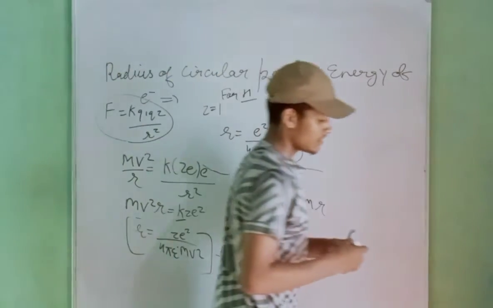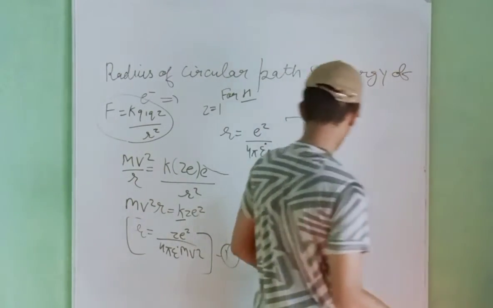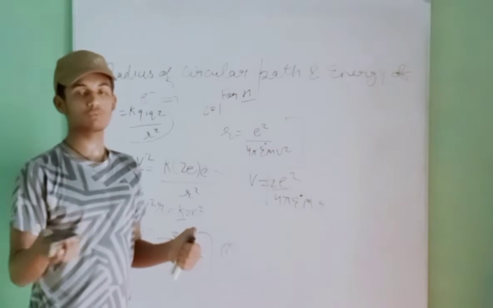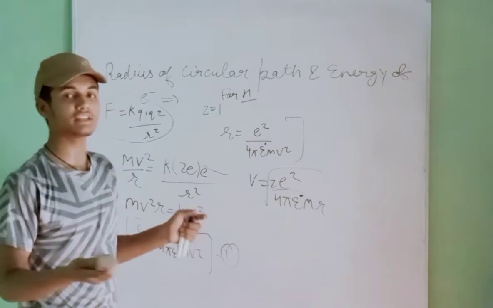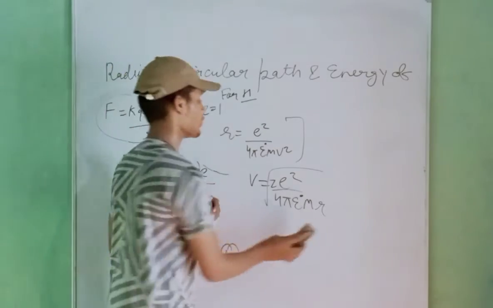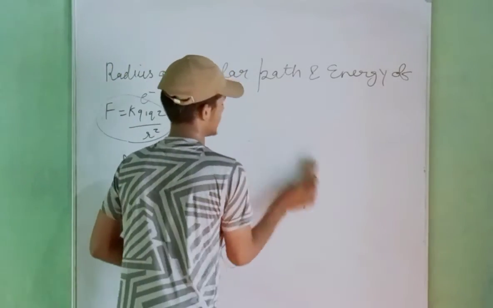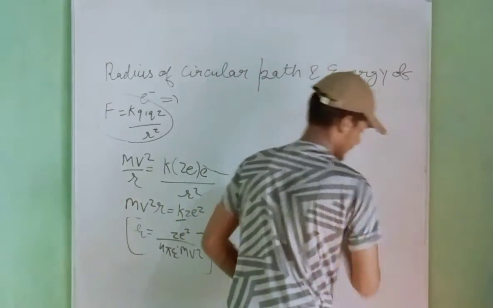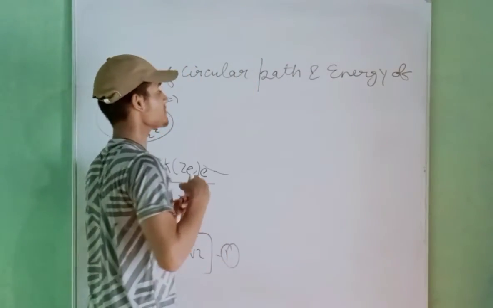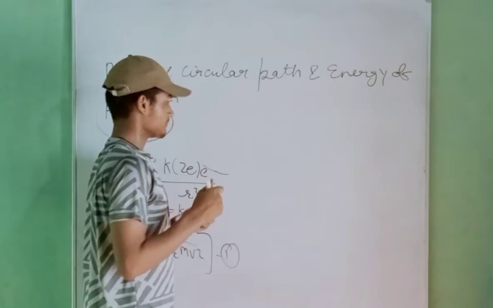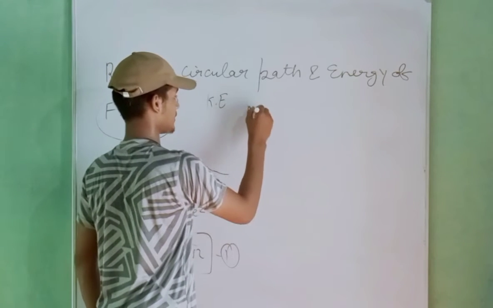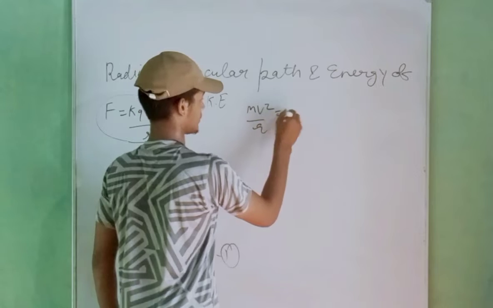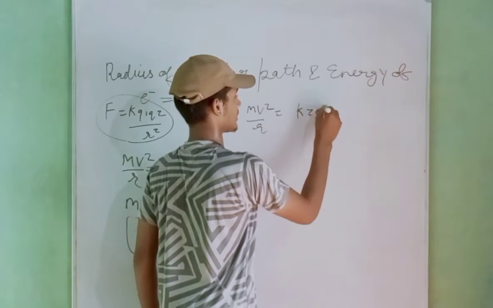First we know that total energy is equal to the sum of potential energy and kinetic energy. So here we will use that concept. First we have to take kinetic energy. So we know that mv square upon r equals kZe square upon r squared.